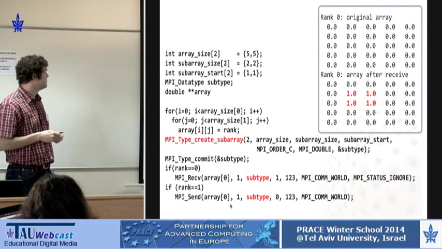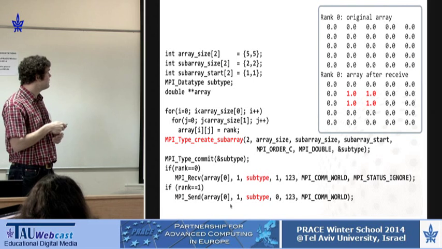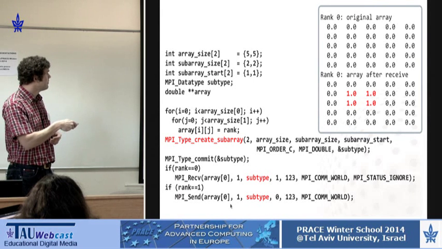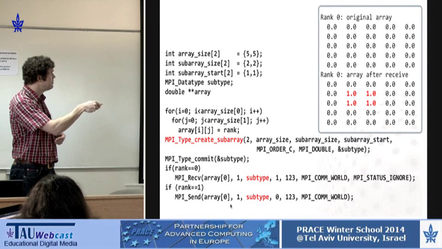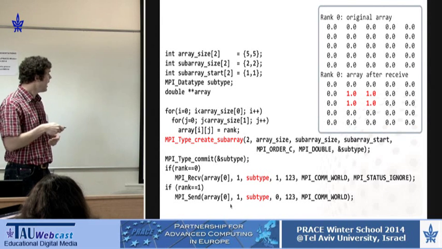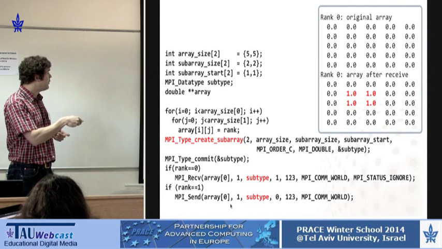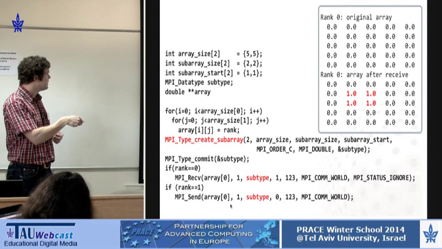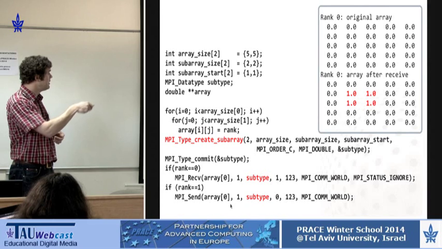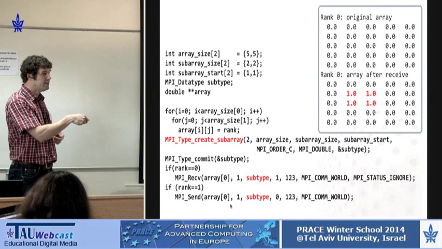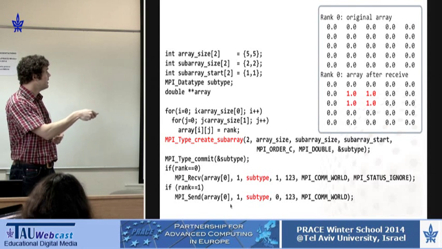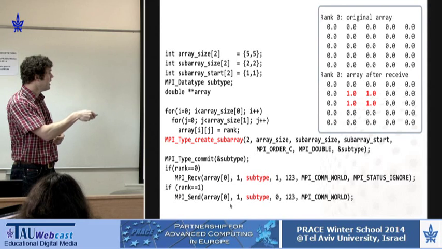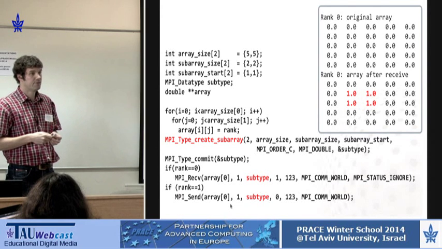So these are now the offsets here. Here is just some initialization for the array. And then we now create this data type corresponding to this part here. And after committing the data type, we can give the address of the first element, one entity of this kind of subtype, and also sending here. And as a result, after the receive, rank 0 would have this data.